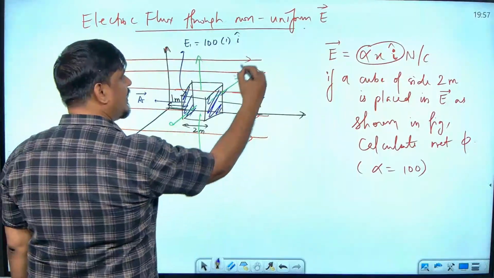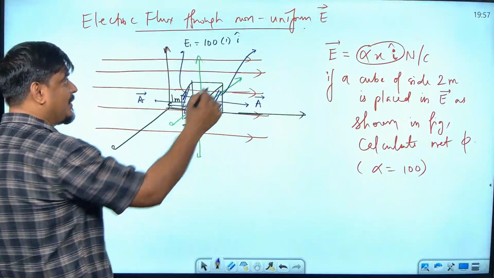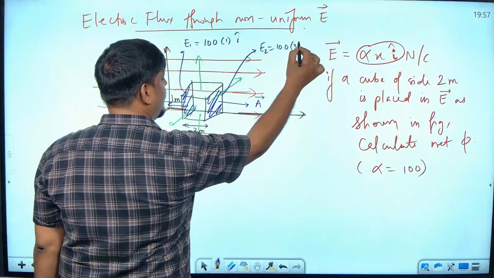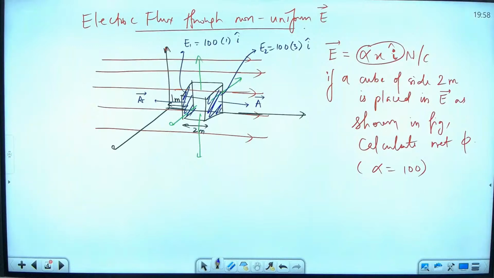And what is the electric field here? 1 plus 2, it will become 3 meters. So it will become E2 is equal to 100 into 3 into I cap. Do you agree with me?